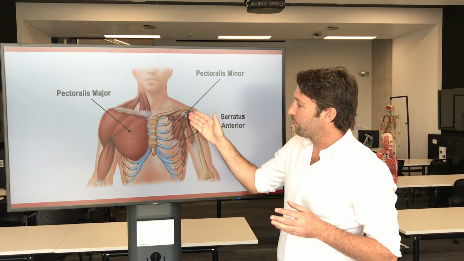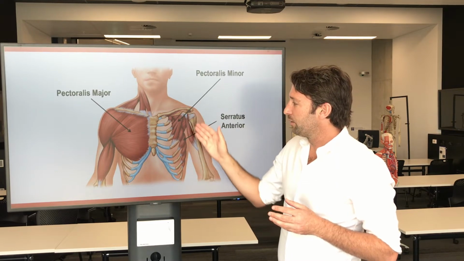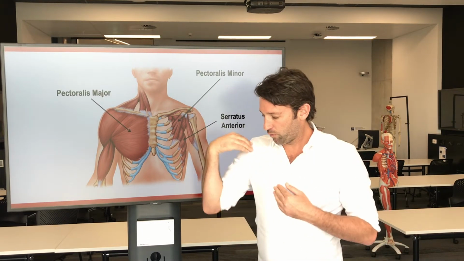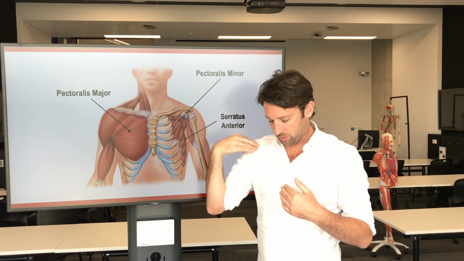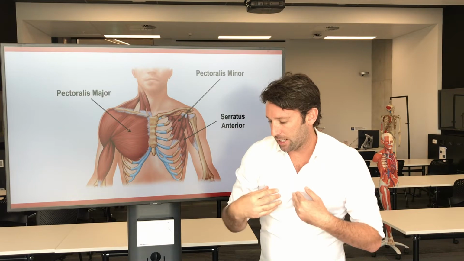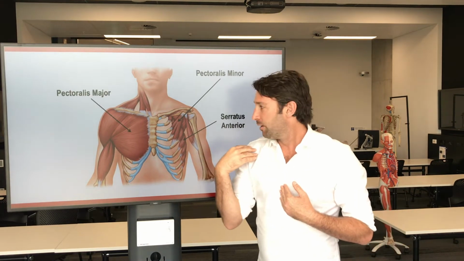So it's attaching from the ribs to the coracoid process of the scapula, which means it's going to draw forward. So when we think about pectoralis minor movements, we're thinking about drawing the point of that shoulder towards the sternum. So protraction, and also it downwardly rotates the scapula.